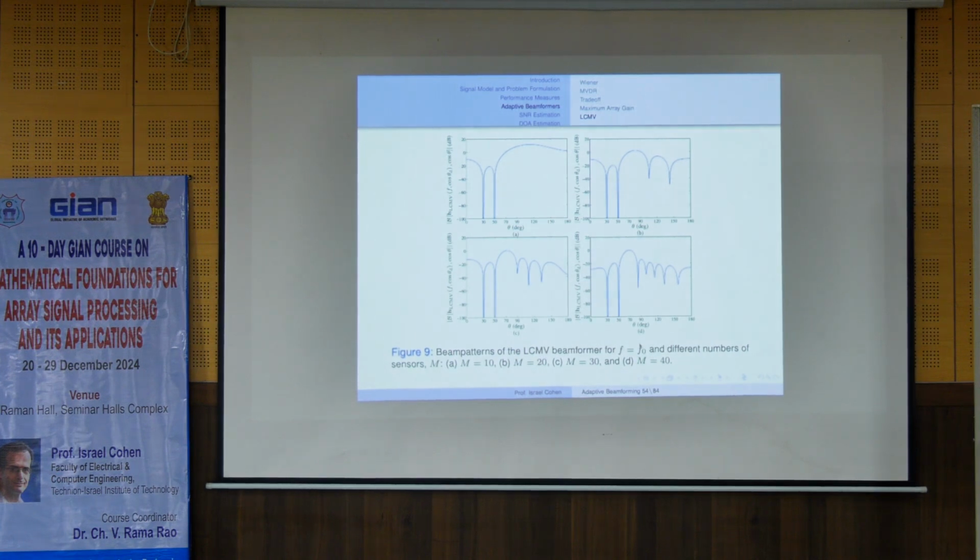But we didn't put any constraint or any requirement on the width of the main beam. So when we increase the number of sensors, the width of the main beam becomes more narrow, because it makes sense to keep only the signal that comes from 70 degrees. So with increasing the number of sensors, it can do that with a more narrow beam. Any questions?